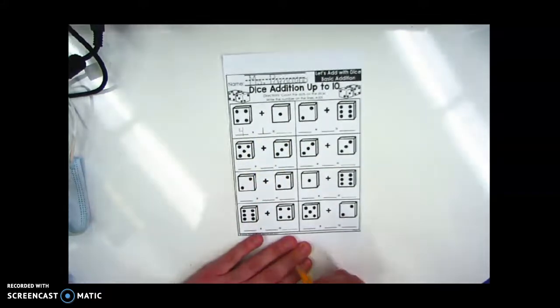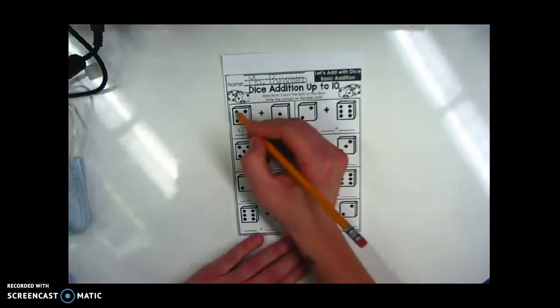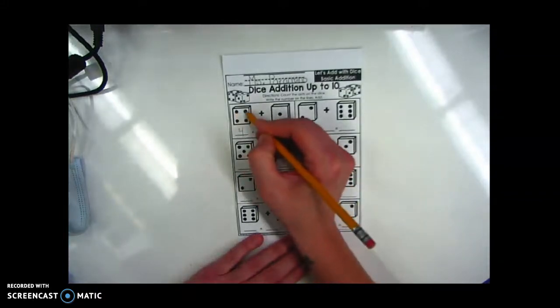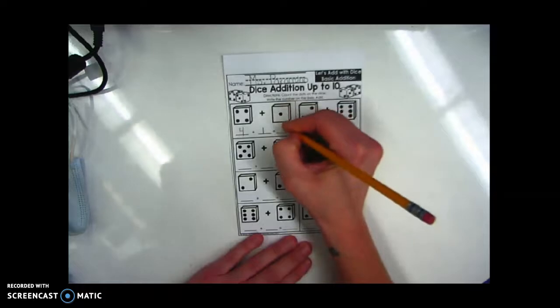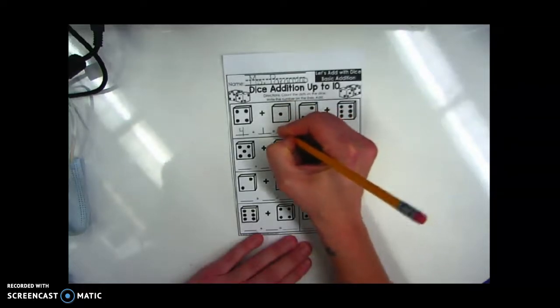To solve that, I'm going to count up all of the dots. I have 1, 2, 3, 4, 5. So I'm going to write my answer. Make his hat, make his back, make his chubby belly fat.